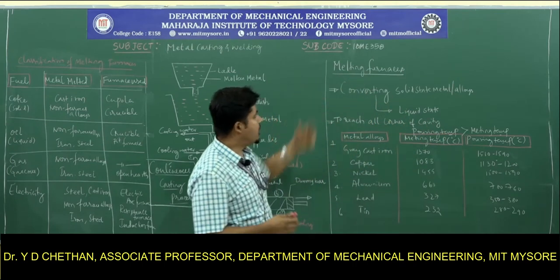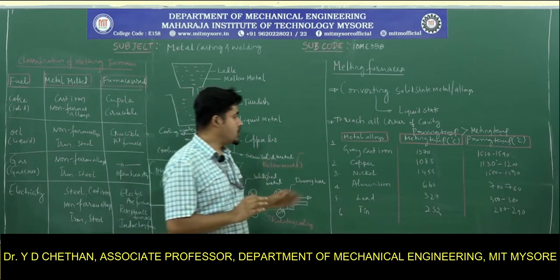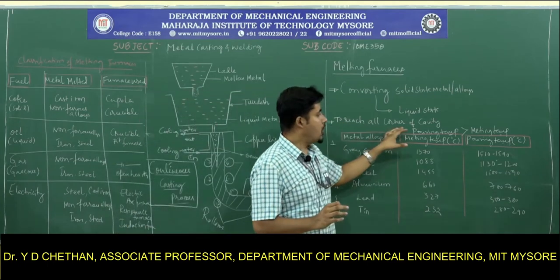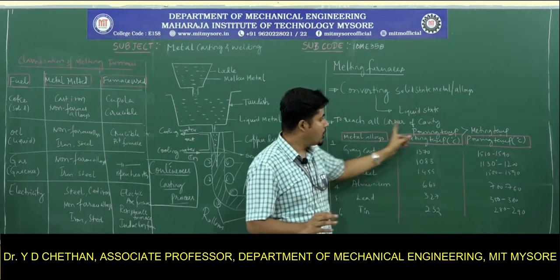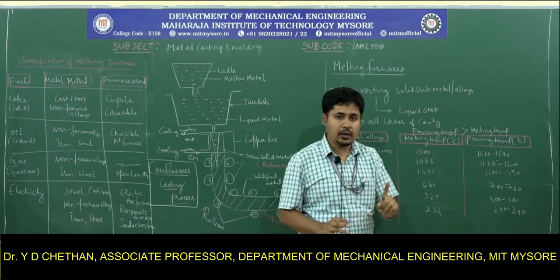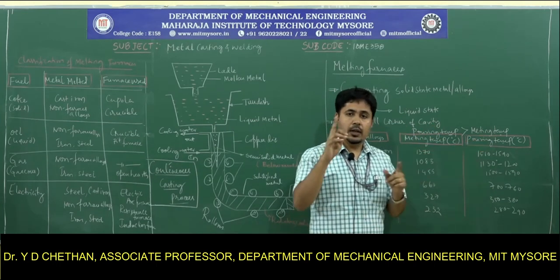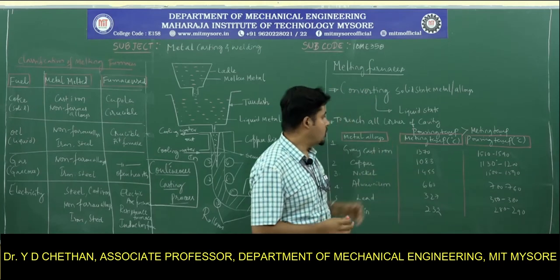Why is a melting furnace required? The ground rule is that for the liquid hot metal to reach all corners of the cavity, the pouring temperature should always be higher than the melting temperature of the alloy or metal being heated. That is the ground rule to be followed.